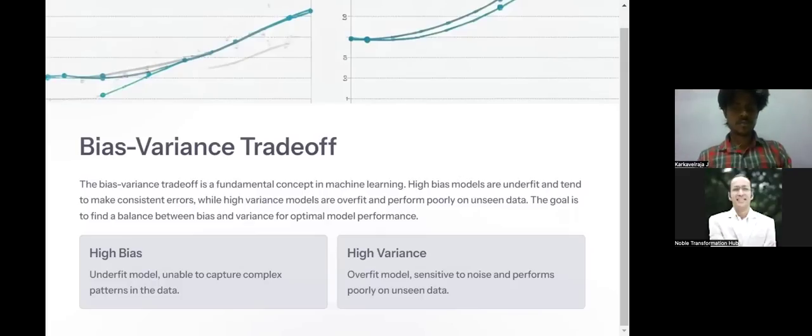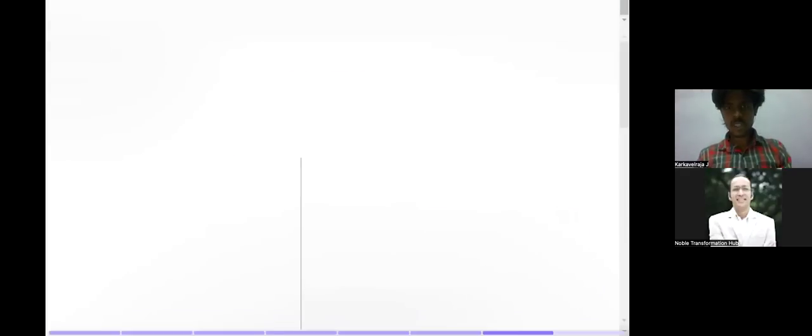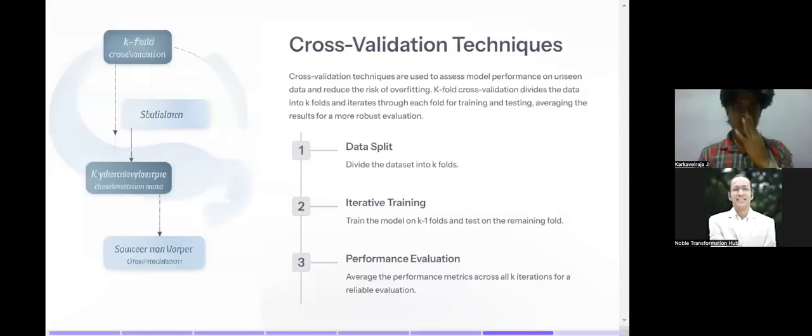Let's move on. Okay, cross validation techniques. Let's see what it is. Cross validation is used to assess model performance on unseen data and reduce the risk of overfitting. K-fold cross validation divides the data into K folds and iterates through each fold for training and testing, averaging the result for a more robust evaluation.